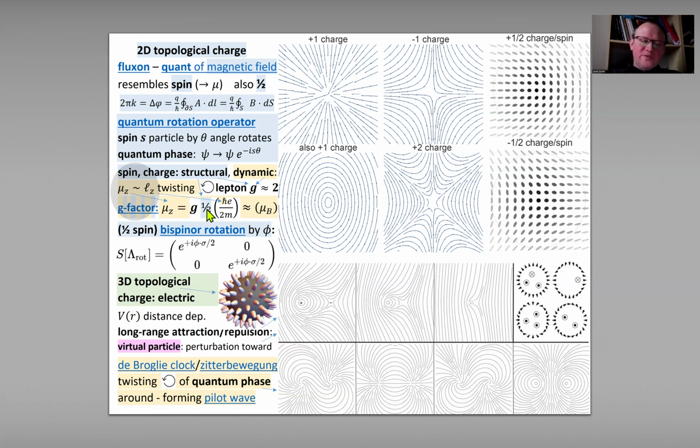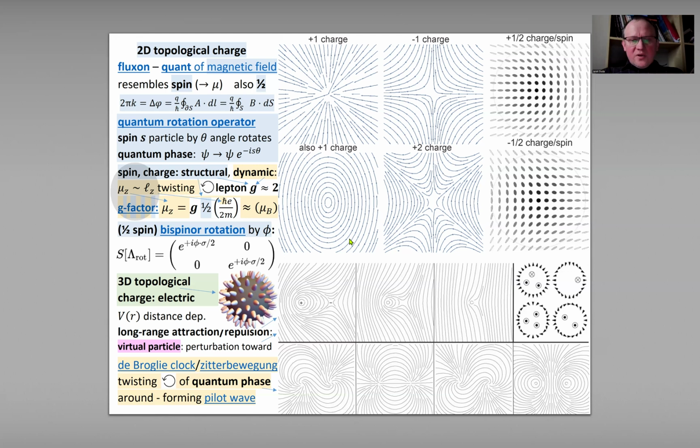I think that G times 1/2 should be approximately 1, because this 1/2 is only structural. Well, we should use dynamical, so field evolution, instead. This 1/2 is in agreement with the quantum rotation operator for a spinous particle: if you rotate it by theta angle, the phase rotates by s times theta. So this is also here.